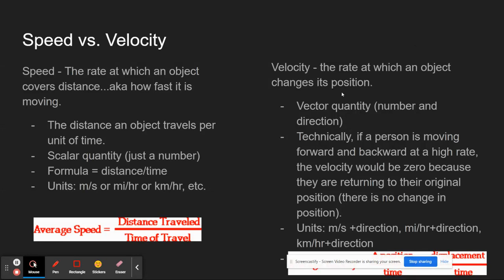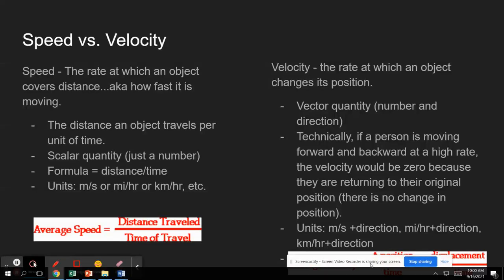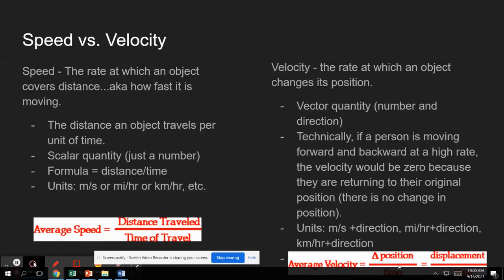Velocity is the rate at which an object changes its position. It's a vector quantity. The number and the direction matter. Technically, if a person is moving forward and backward at a high rate, their velocity would be zero because there's no change in position. They ended up right where they started. So velocity is a change in position over time, or basically, the displacement of an object divided by time.